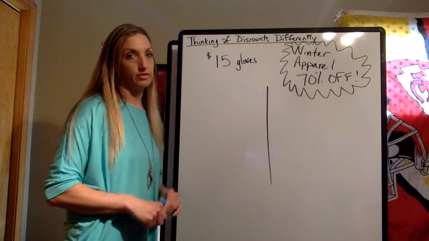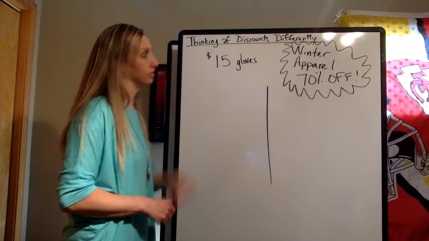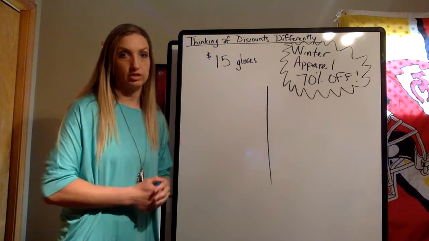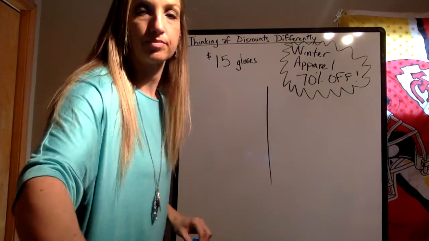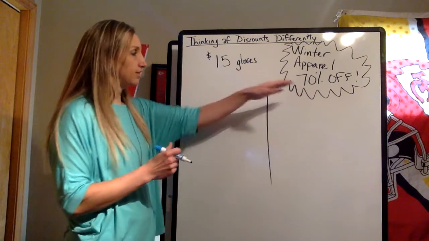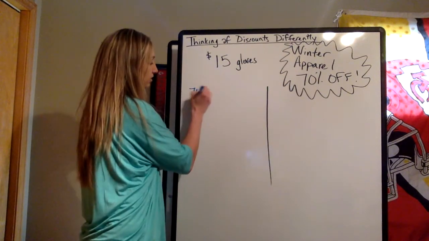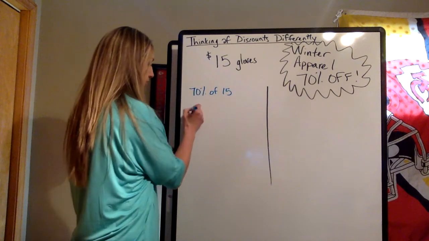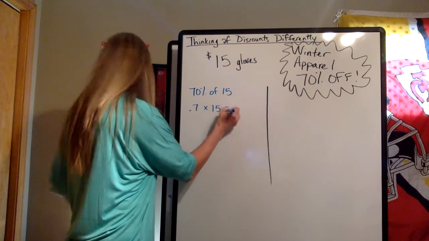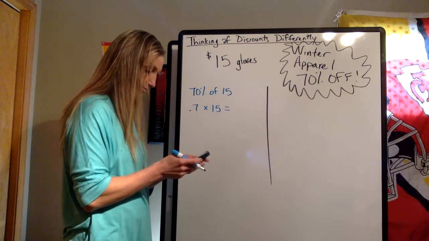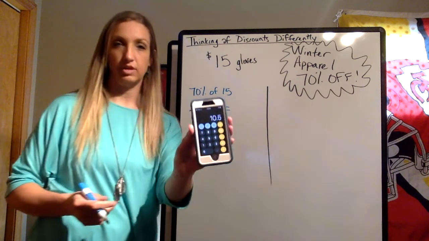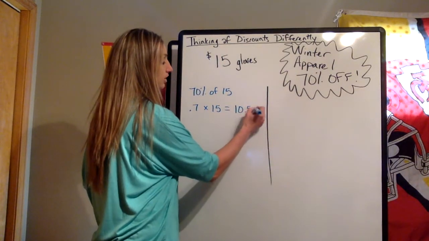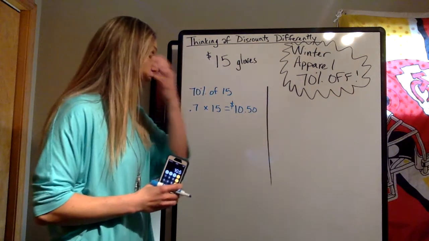Right now all winter stuff is on clearance. Let's say all winter apparel is 70% off, and I found a pair of gloves that I really like that are $15. So we would need to find 70% of 15. We'd punch in our calculator 0.7 times 15, and I got 10.5, so that would be $10.50 off. So that's how much we get to take off.